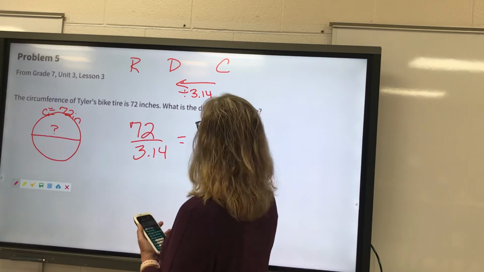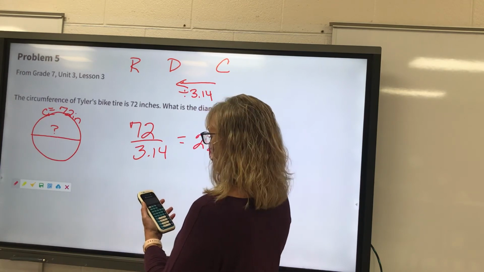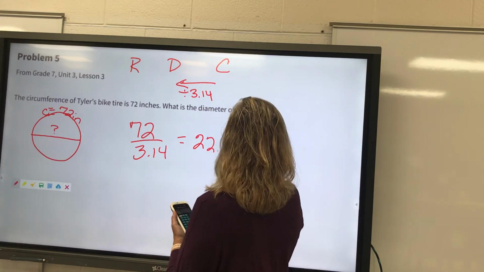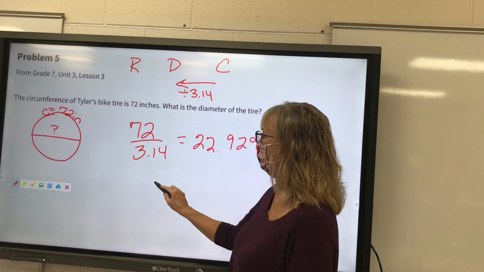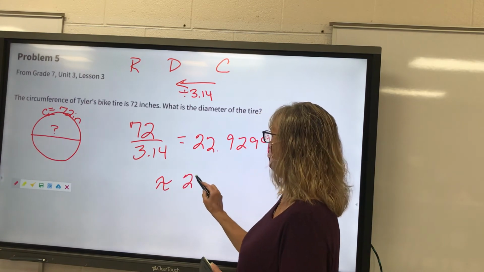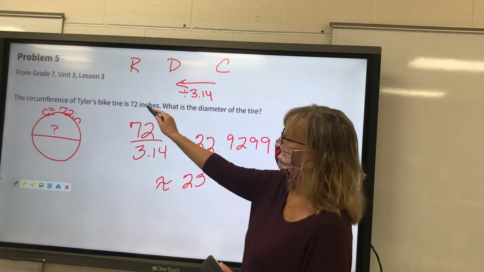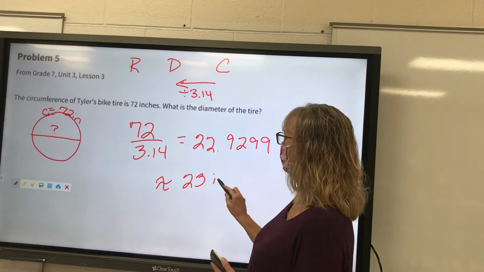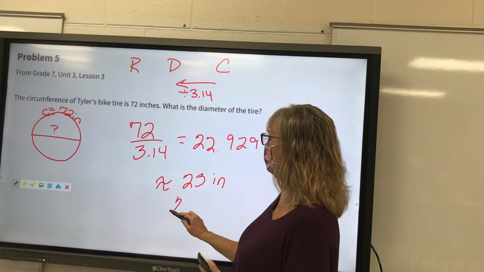Oh yeah, you get 22.9299, and it keeps going. So he said it was approximately 23, and what's the unit going to be? Inches. Could you say 22.9? Yes.